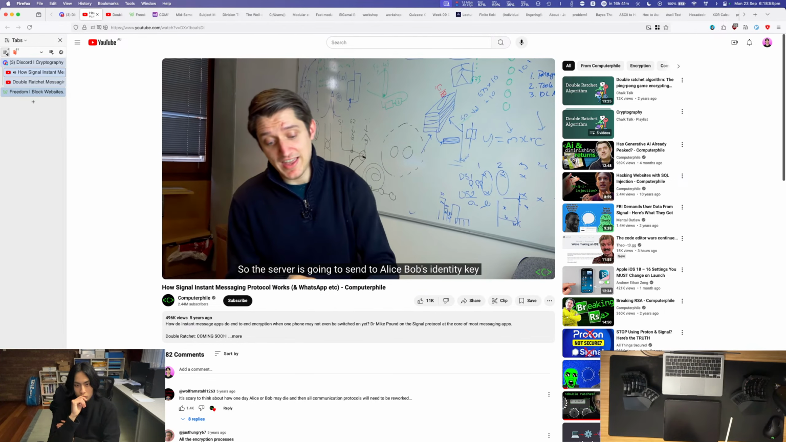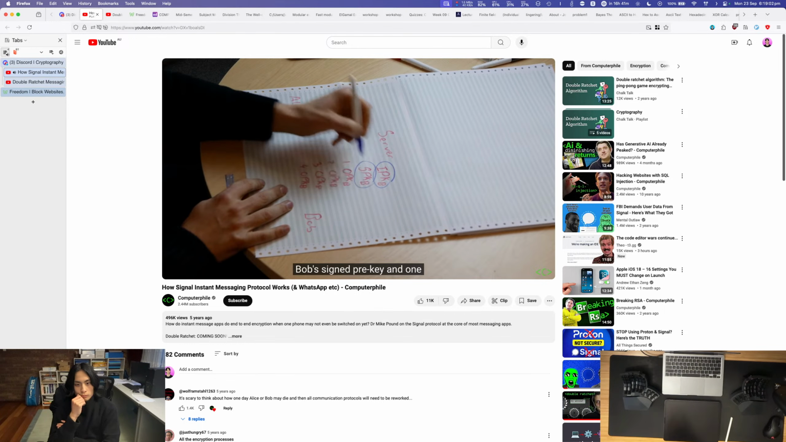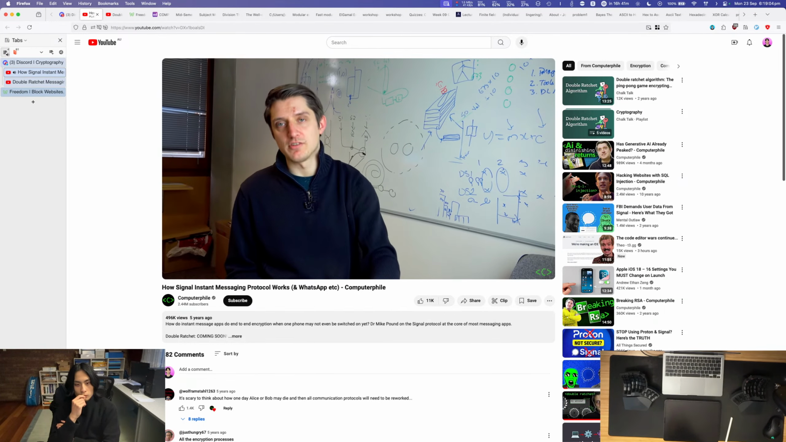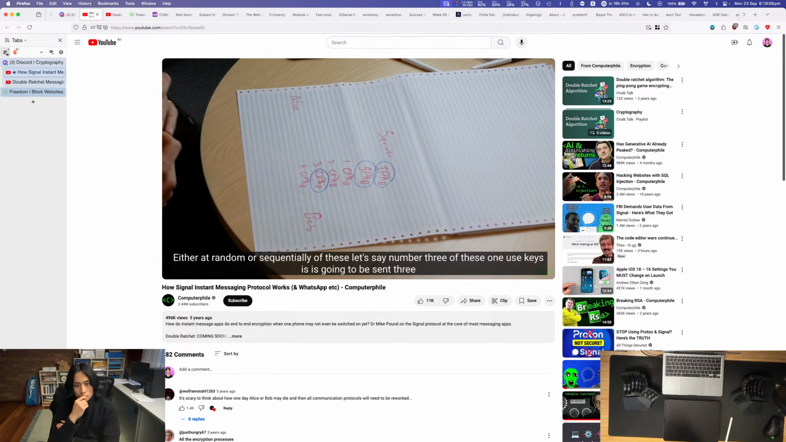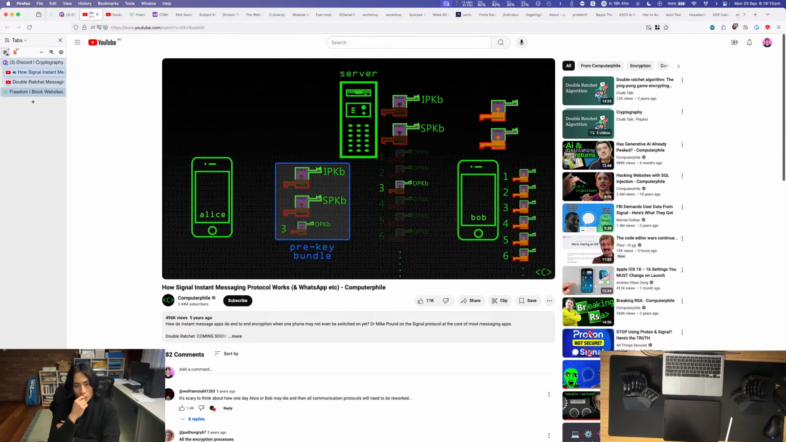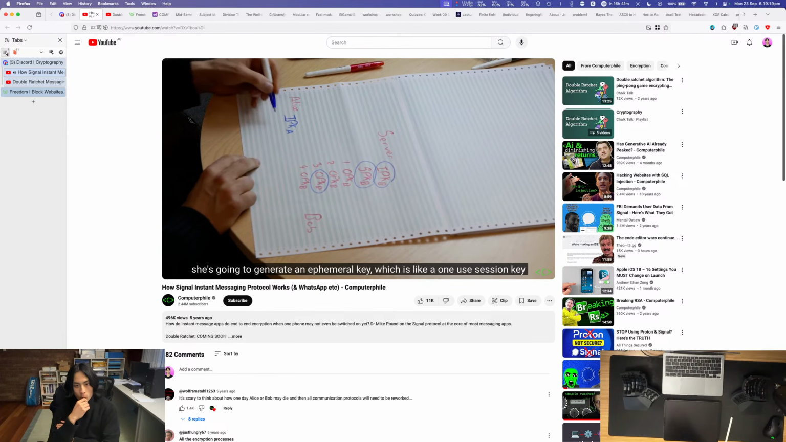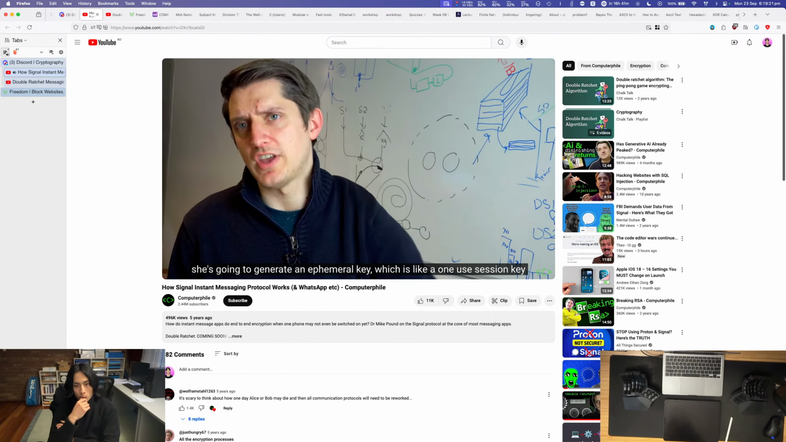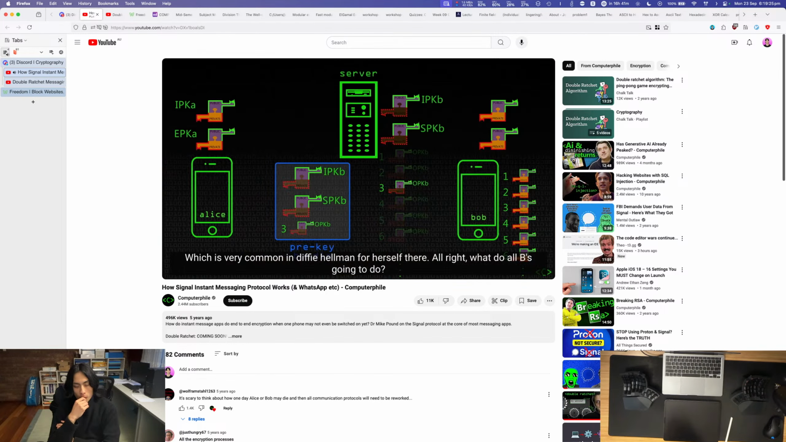So the server's going to send to Alice Bob's identity key, Bob's signed pre-key, and one, either at random or sequentially, of these, let's say number 3, right, of these one-use keys. Alice is going to be sent 3 different public keys from Bob. Right, Alice is going to generate an identity key of her own for Alice, and she's going to generate an ephemeral key, which is like a one-use session key, which is very common in Diffie-Hellman, for herself there. Right? What are all these going to do?